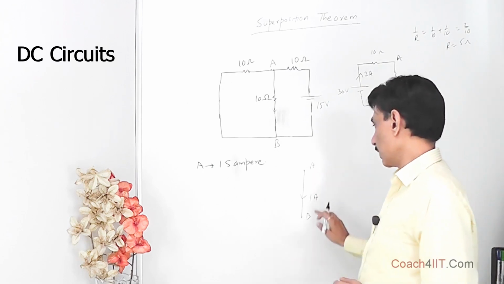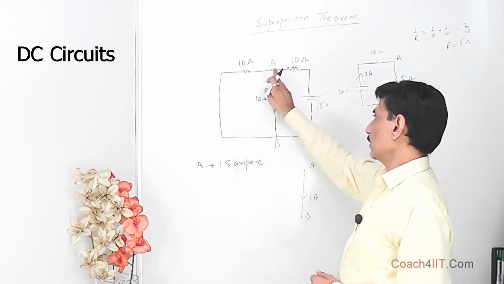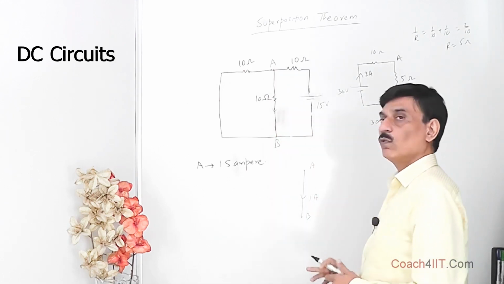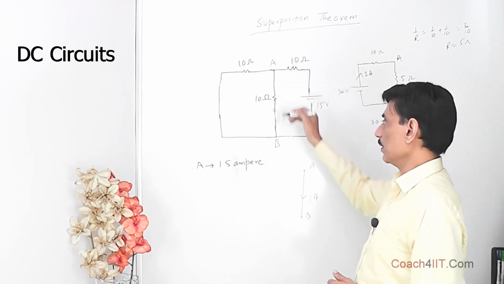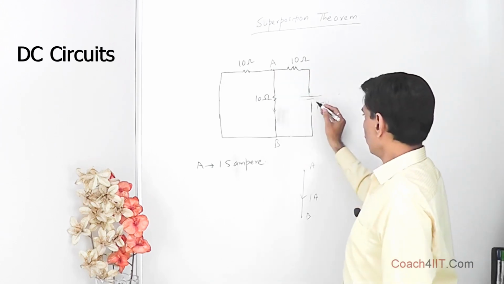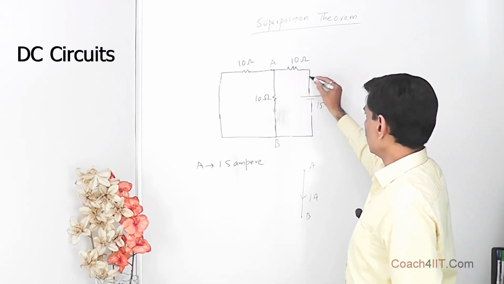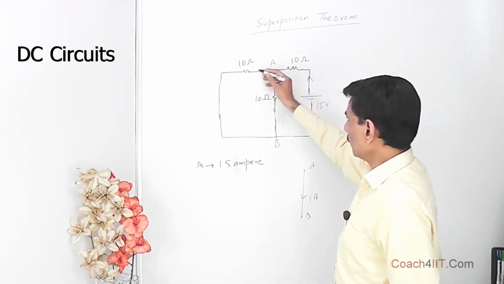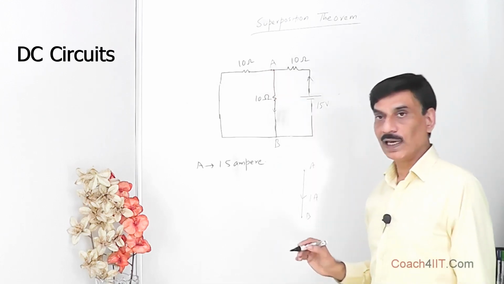So over here we have written that because of the 30 volt battery, the contribution of current in this arm is 1 ampere in the down direction. Now we consider the 15 volt battery and find its contribution in the current flowing in the arm AB. Current will flow in this direction from the positive terminal and comes over here. Now these two resistances, 10 and 10 ohm, are once again in parallel.